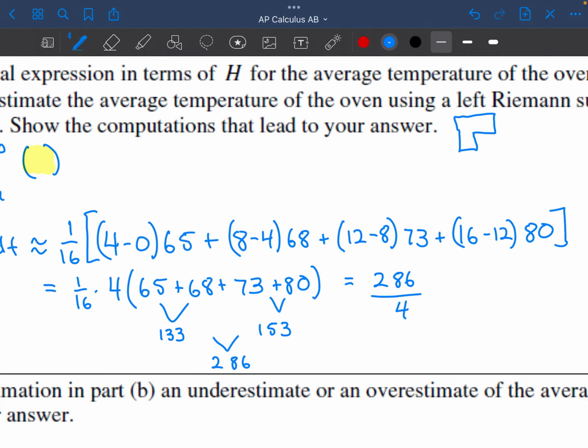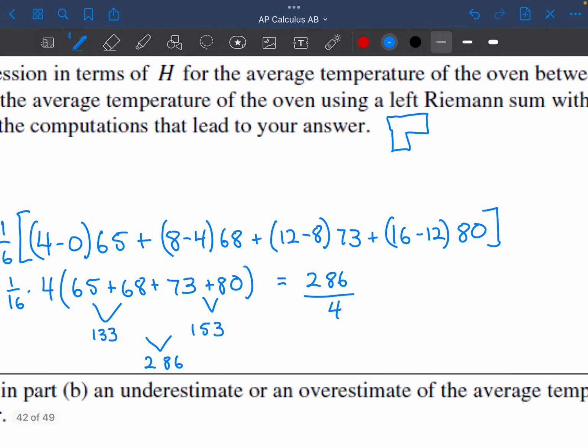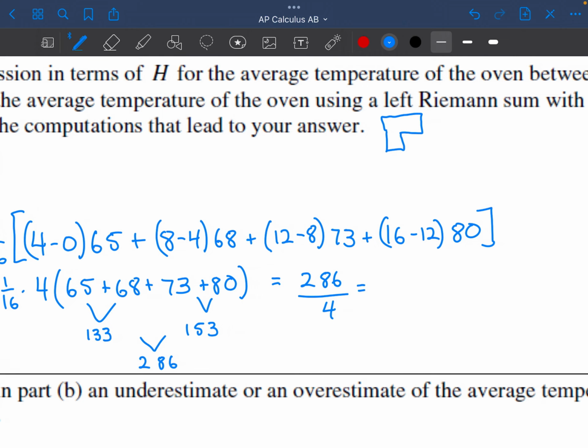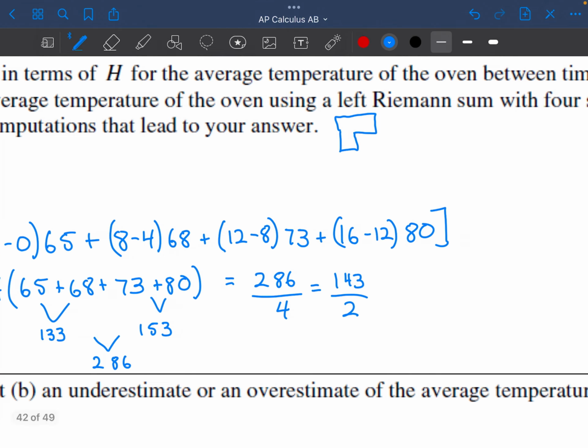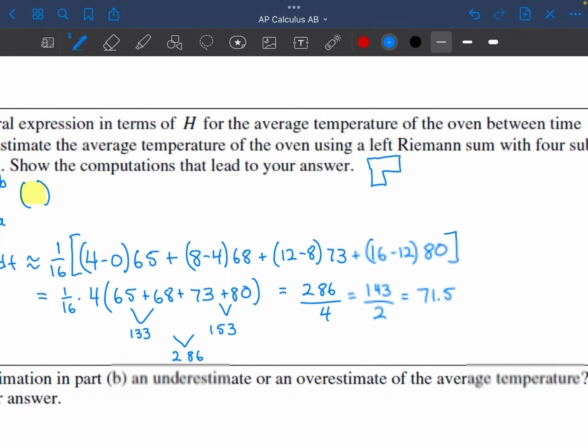So their answer here is going to be 286/4. And that can be reduced because I can divide both top and bottom by 2. So it's going to be 143/2. And I mean, I can divide by 2 pretty easily. That's basically 71.5. So again, you can leave it as a fraction, just totally fine. But because I know how to divide by 2 and make it as a decimal, I'm going to do that. 71.5. Either way, you'll get the points for that.